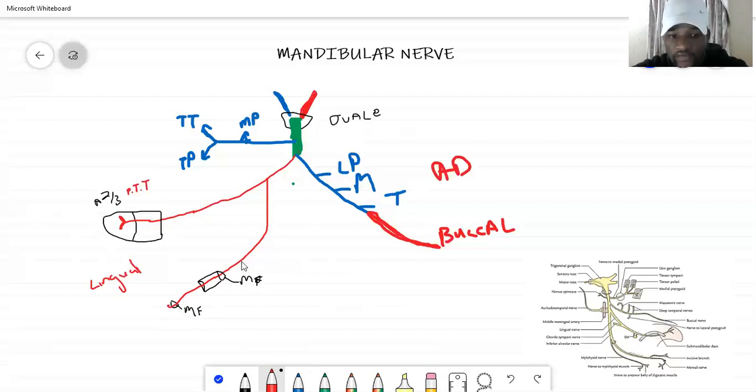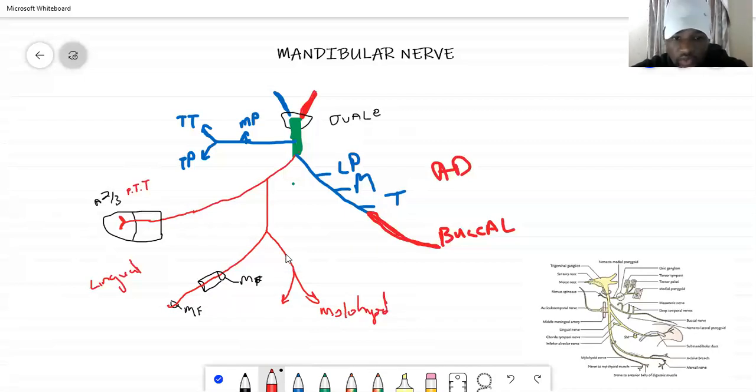And then here, the inferior alveolar. Before it can enter the mandibular foramen, the inferior alveolar will give us a branch, which is the nerve to mylohyoid. The nerve to mylohyoid will supply two muscles. It will supply the mylohyoid muscle itself. Forgive me for the bad handwriting, guys.